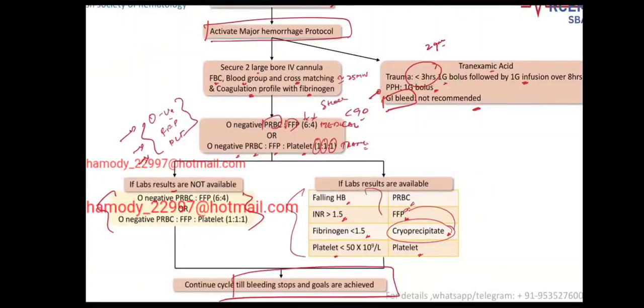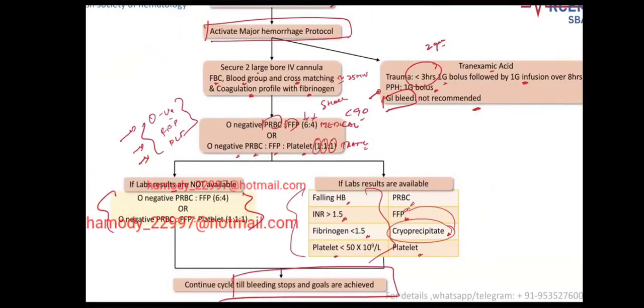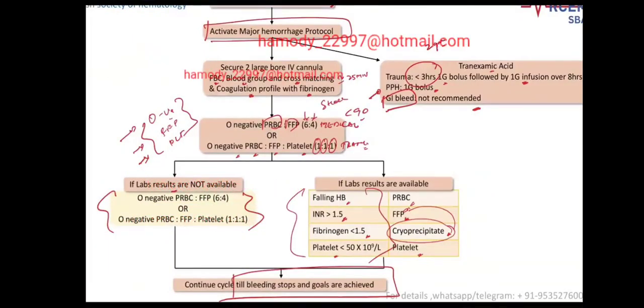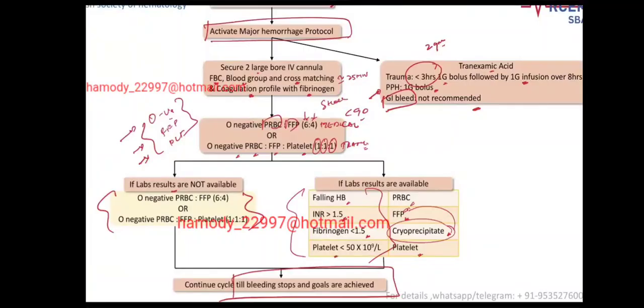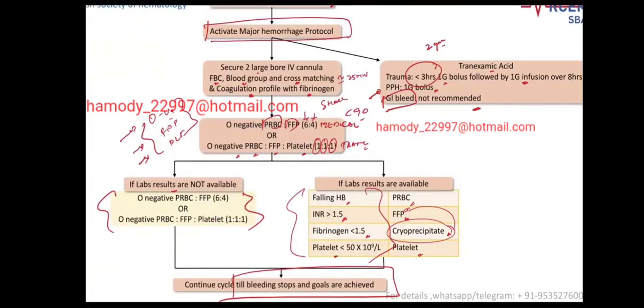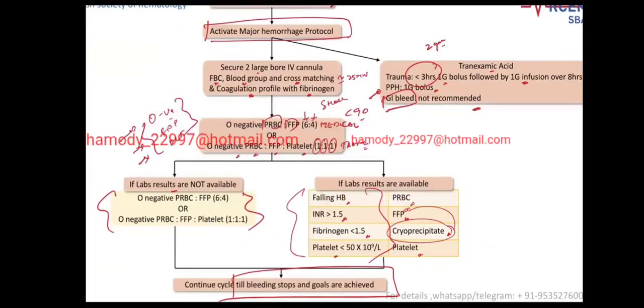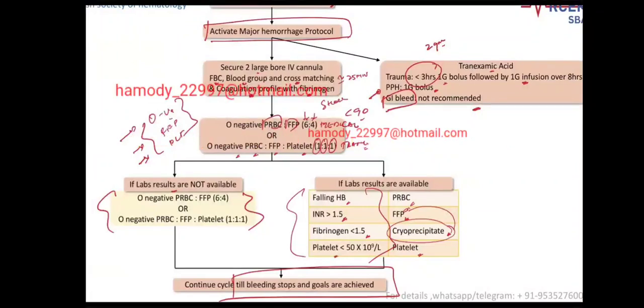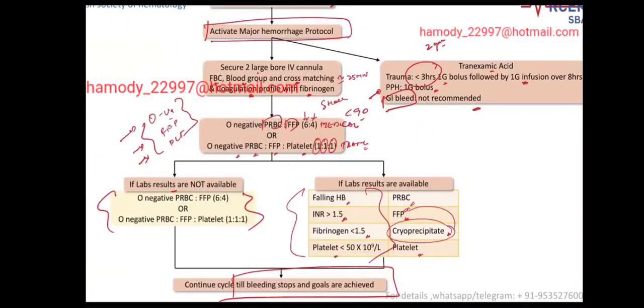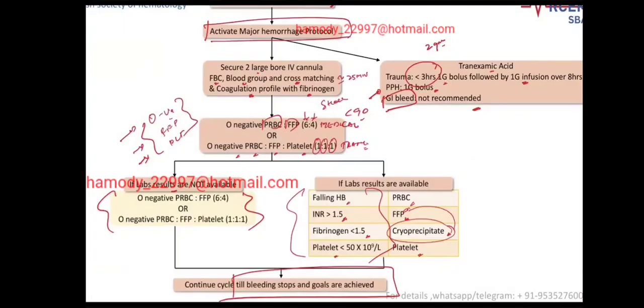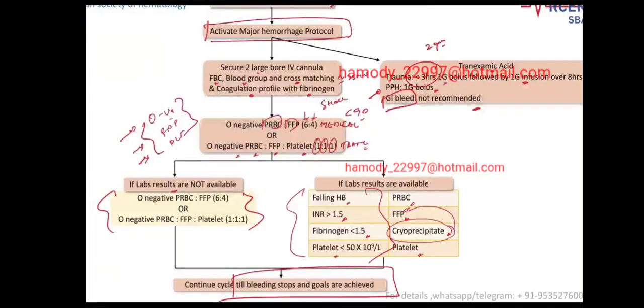These are the goals I'm talking about. There shouldn't be falling hemoglobin. INR should be less than 1.5. Fibrinogen levels should be more than 1.5. Platelets should be more than 50,000. All these goals should be achieved and the bleeding should be stopped for you to deactivate the major hemorrhage protocol. Otherwise, you are giving in a cyclical manner till you achieve your goals and the bleeding stops.